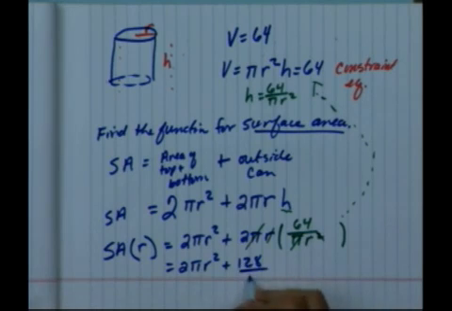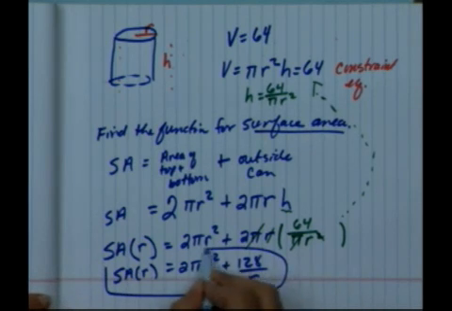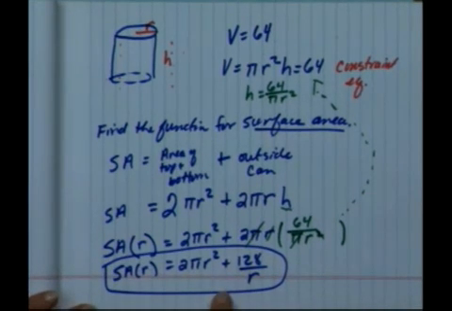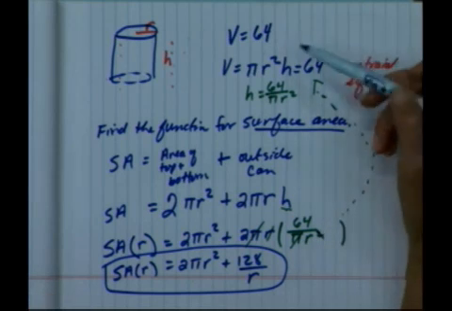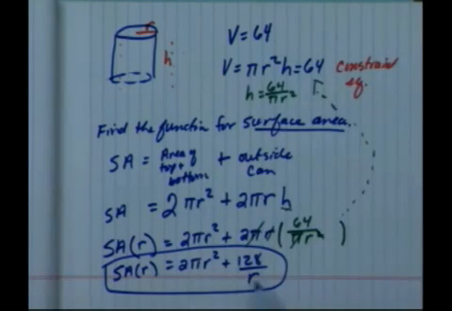in the denominator. And so I have a formula now that will tell me the surface area of any can that holds 64 cubic inches based on whatever radius I choose. If you were running the business, you would be interested in minimizing the surface area, but this will give you the formula for finding the surface area of any can based on the radius only. Is that good? Questions?